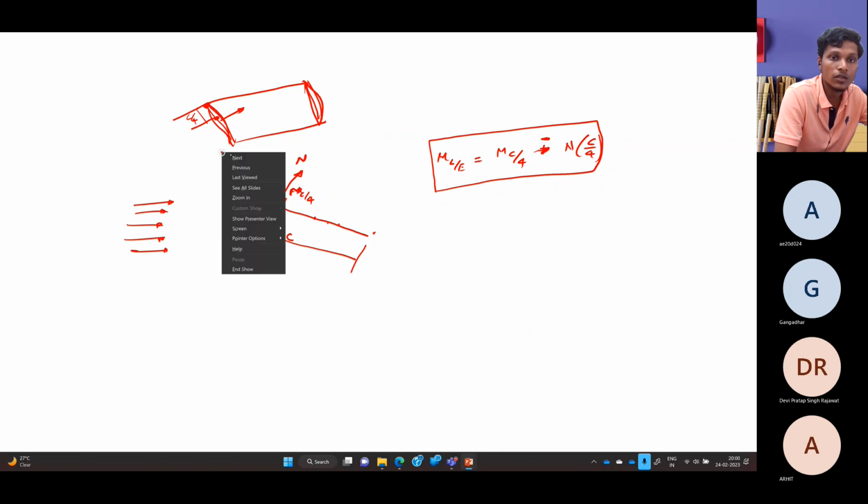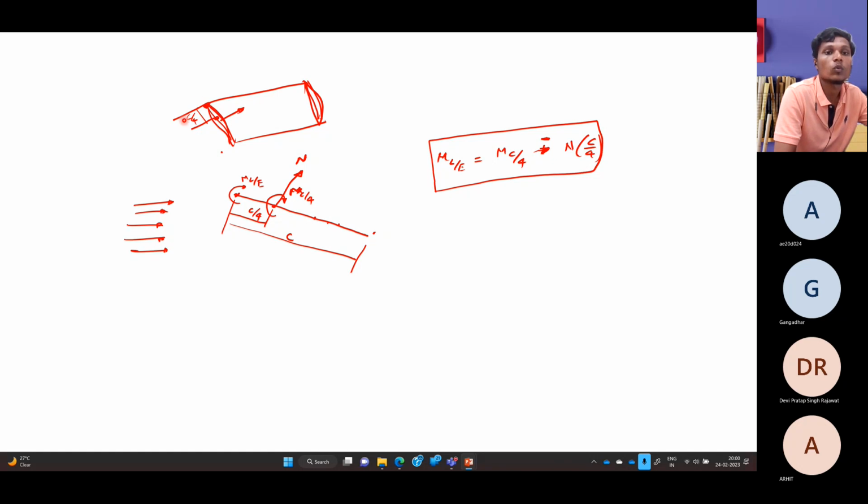Are you able to see my cursor? Yes, sir. So it will take this force N into this distance to measure the moment here. Got it? Yes, sir. Any confusion still?